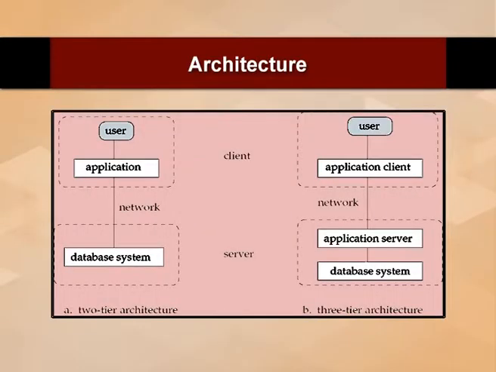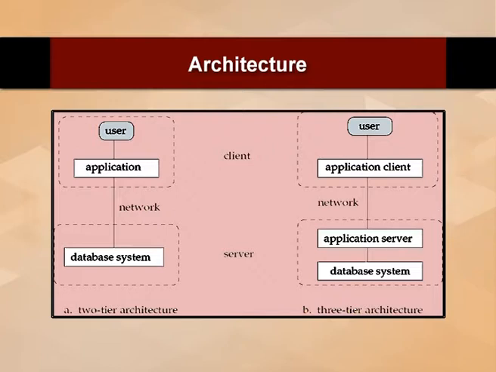How these particular clients and servers are placed is how we partition into 2-tier architecture or else 3-tier architecture. Just go through this particular illustration here. Here you have 2 tiers. In the 2-tier architecture, this is the client part where the user is interacting with the application. Through the network, the database system, the server, is connected. So, this is the client part and this is the server part.